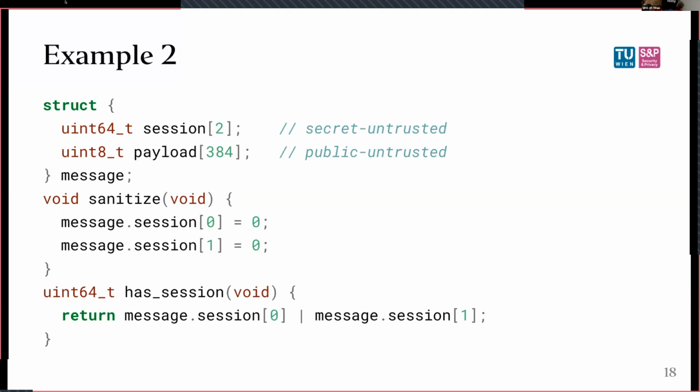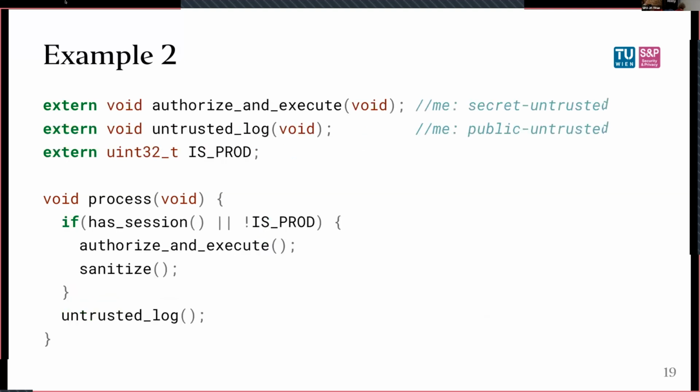In honor of our hosts, here's the second example. Imagine a programmable cloud infrastructure. You get a message struct which has a secret session and a public payload. And you have two functions. One is called sanitize, which just sets the session to 0, and has session, which just checks if the session is 0. Then you might want to write this code here.